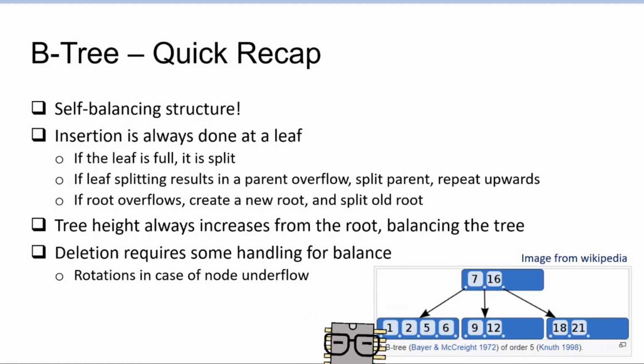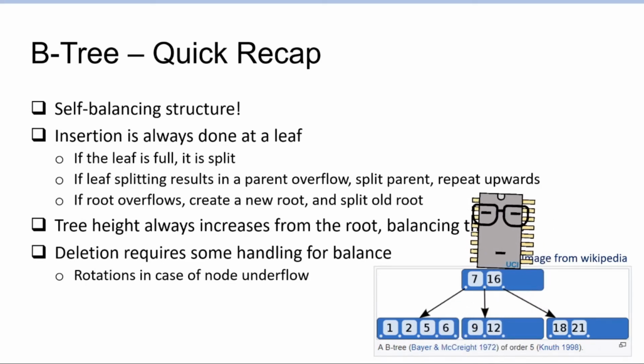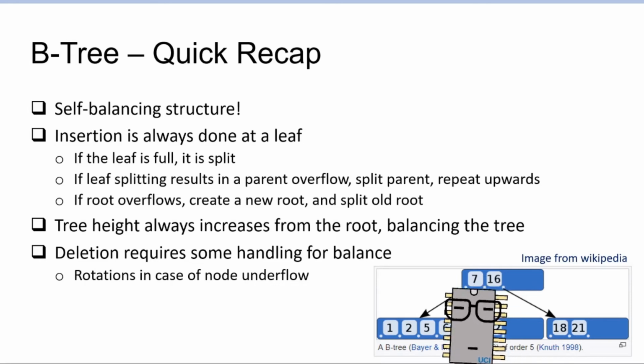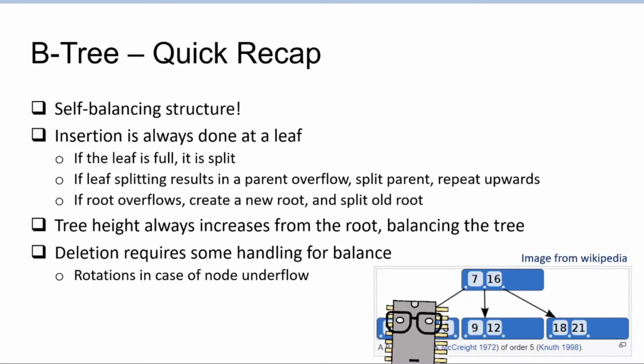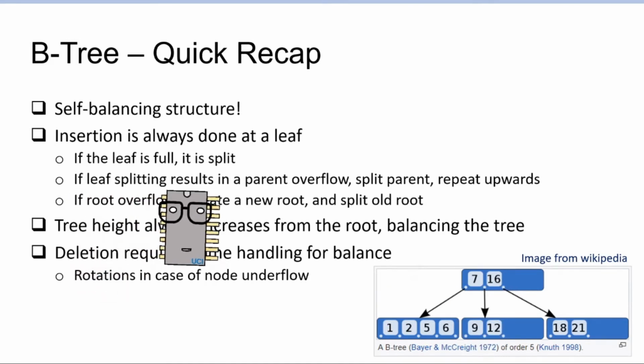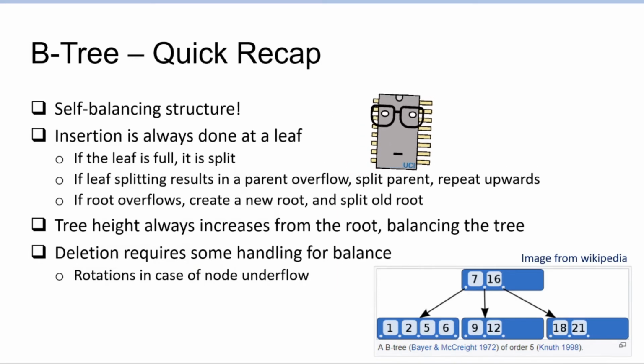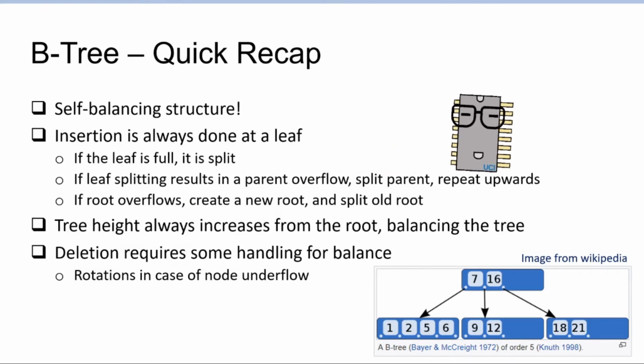The leaf is split, turning it into 2 leaves, which would mean another value needs to be inserted into the parent to accommodate the new leaf that's created, to act as a divisor. And if the leaf splitting results in an overflow from the parent as well, for example, if the parent was already full, then the parent is split, and we keep repeating that upwards until the splitting is correctly serviced, or if the root node is split as well.